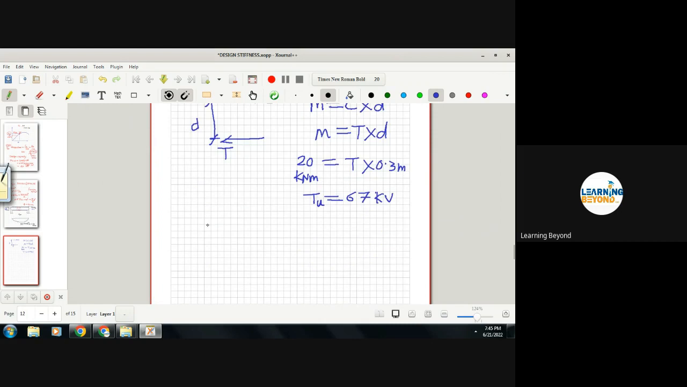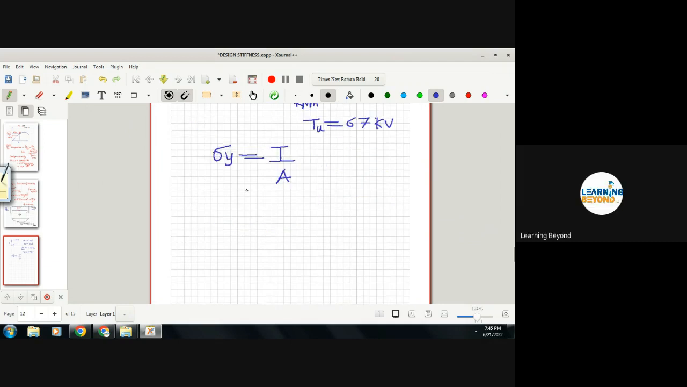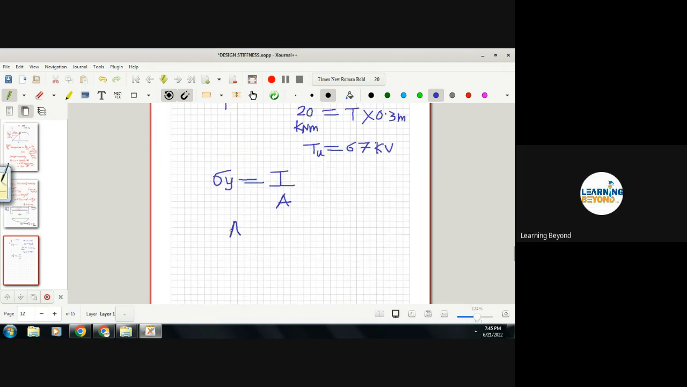Now tell me how many bars you will provide. How to calculate the bars, you know. If you know the tension, you know how to calculate the number of bars or diameter of bar. We know that 0.87 FY is sigma y, the permissible stress, which is nothing but force upon area, tension upon area.